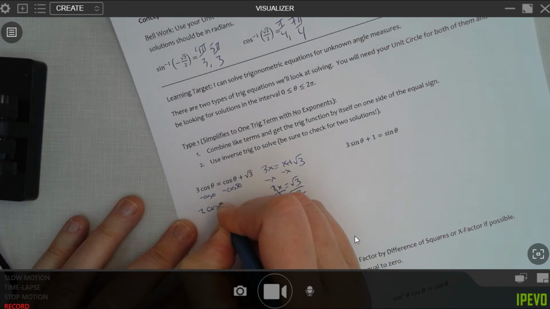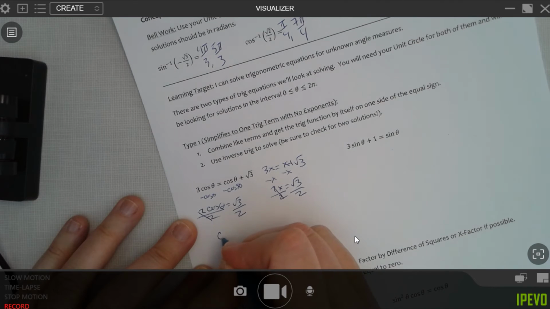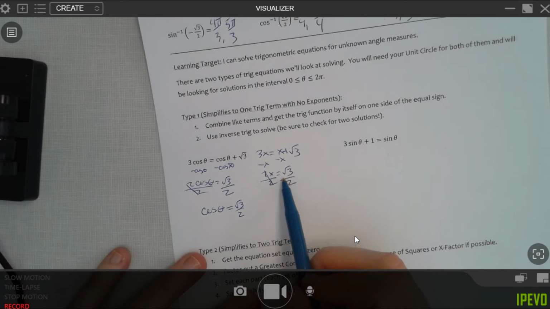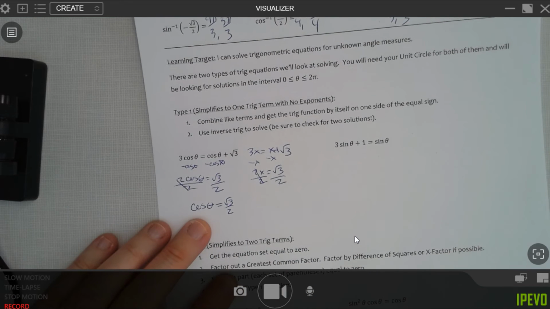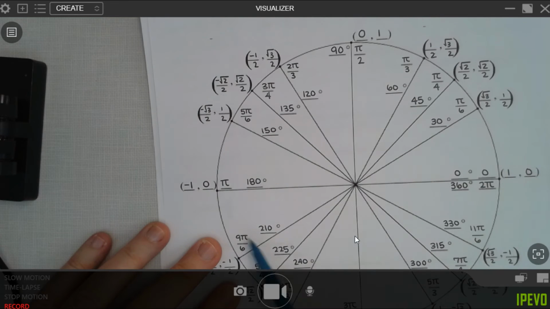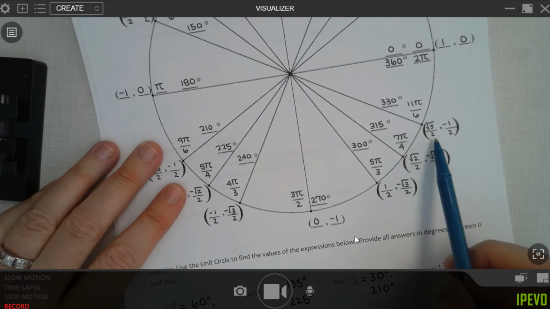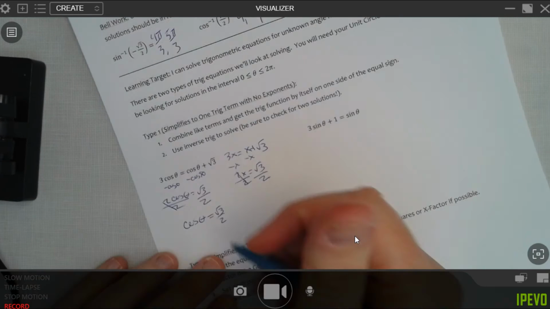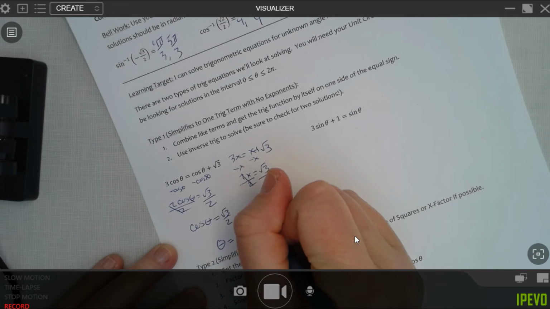2 cosine of theta equals radical 3. Divide your 2. So cosine of theta equals radical 3 over 2. Same thing here, and just know your x equals cosine of theta. So that tells me I want my x values to equal radical 3 over 2. So I'm looking on the chart right here for x values of radical 3 over 2. So right here at pi over 6, and then radical 3 over 2 right here, 11 pi over 6. So those are my two answers I'm going to write down: theta equals pi over 6 and 11 pi over 6.